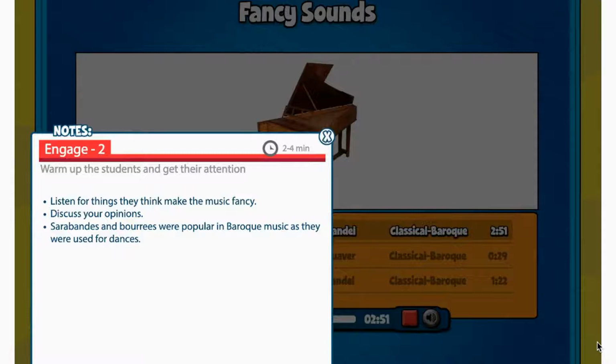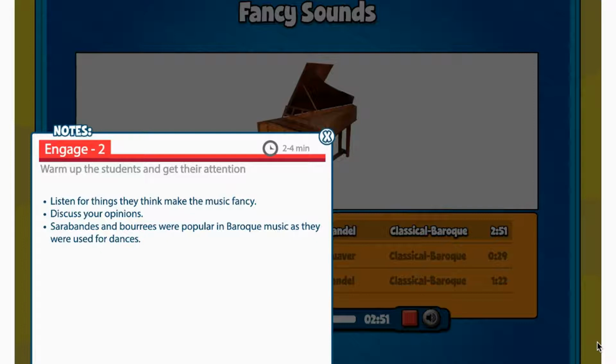On this page, we are going to be listening to fancy sounds, just like those ornaments we just listened to. Please listen for anything that you think makes the music fancy. All of these songs are from the classical Baroque period. After we listen to each song, we're going to have a couple of moments for discussion. You can share what you heard that sounded really fancy.